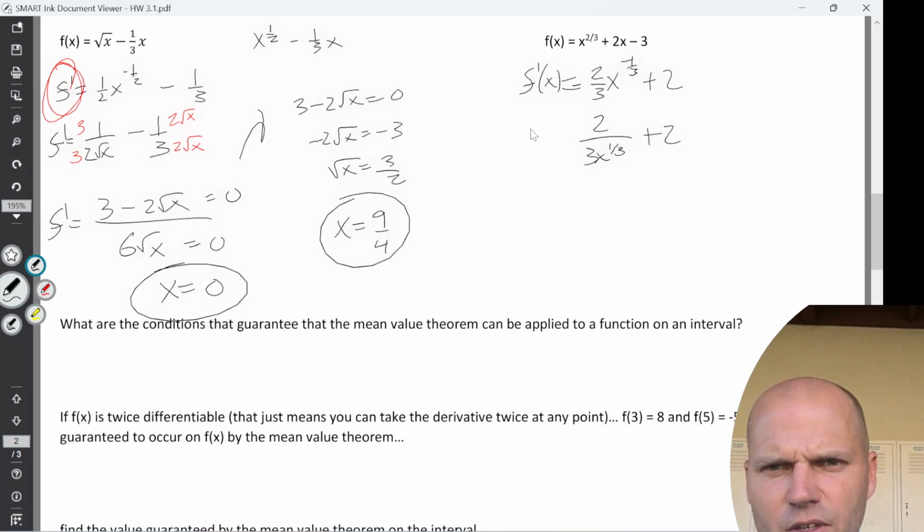So before I'm even going to set this equal to 0, I'm going to make it one nice fraction.